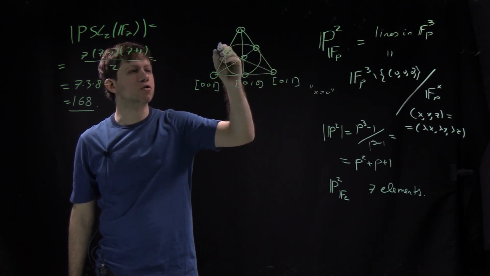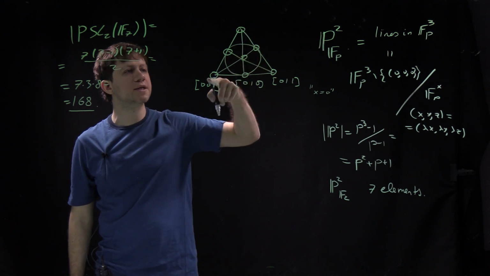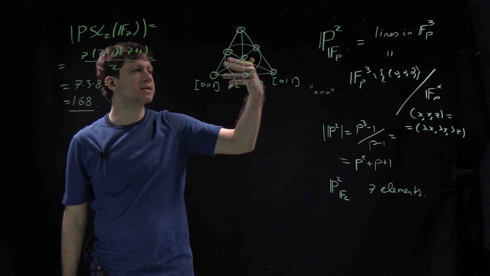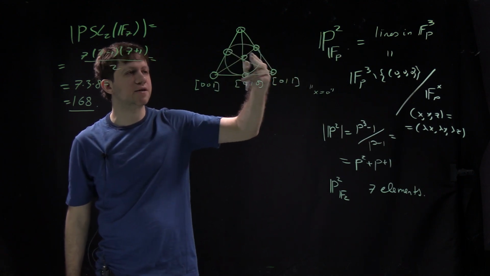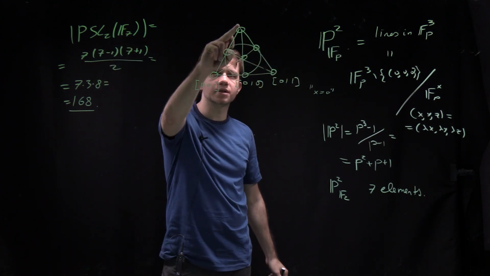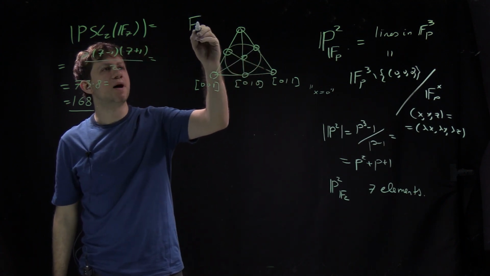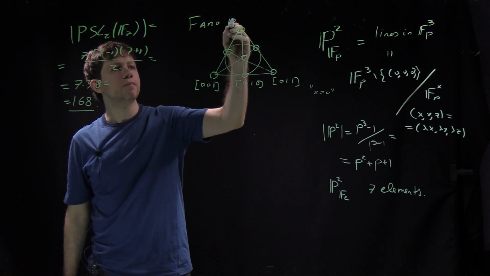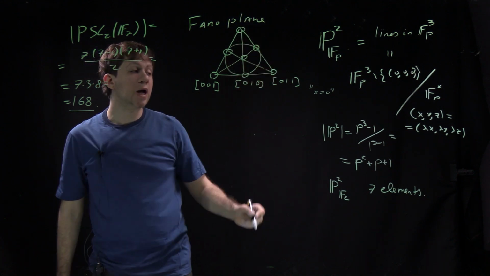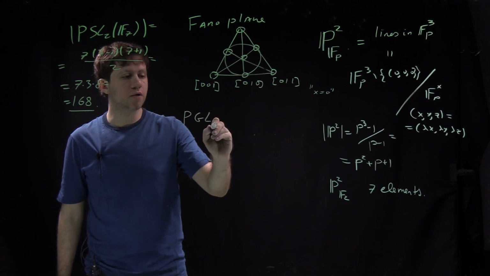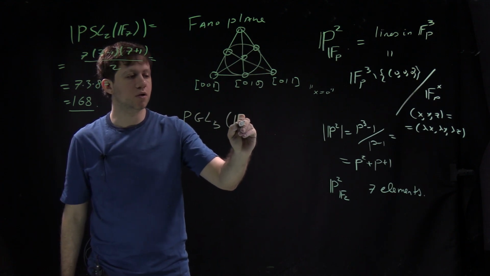So you can just draw all points everywhere here, and this will be exactly 7 points, 7 projective lines in F2 cubed. So these are points, these are lines. That's the picture of the plane, and that's called the Fano plane. And we have a group of projective transformations, PGL3 of F2.